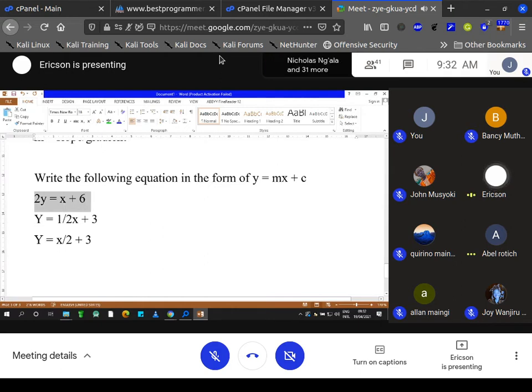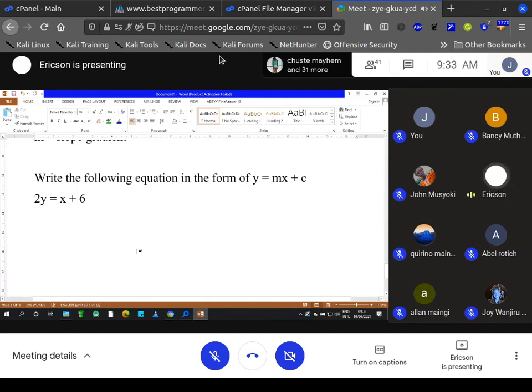Writing this equation in the form of y equal to mx plus c, here we have our y, then we have our mx, and then we have our c as 3. Our c as 3. So that is how we do it. Divide by 2. You divide this side by 2 for you to be left with the y. So that's how we do it. These are the solutions to that question.